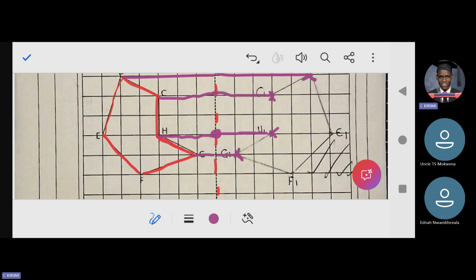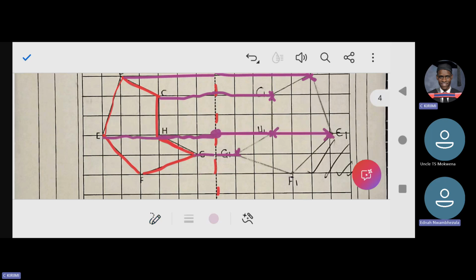You do the same for F. From this point, 1, 2, 3, 4. You do the same to the right, 1, 2, 3, 4. You mark that point. Same applies to E. You are counting now: 1, 2, 3, 4, 5, 6. You do the same going to the right, 1, 2, 3, 4, 5, 6. That is the point.